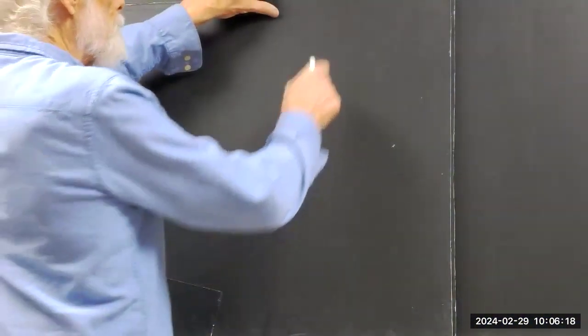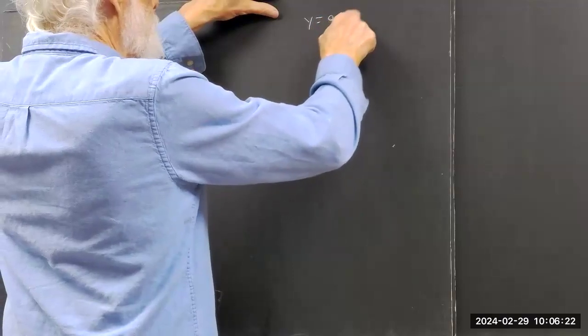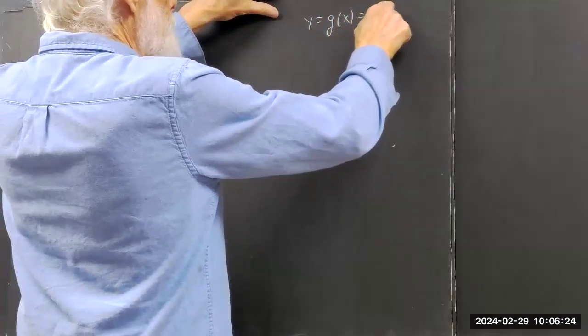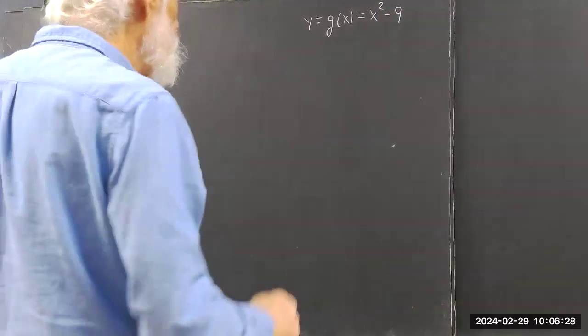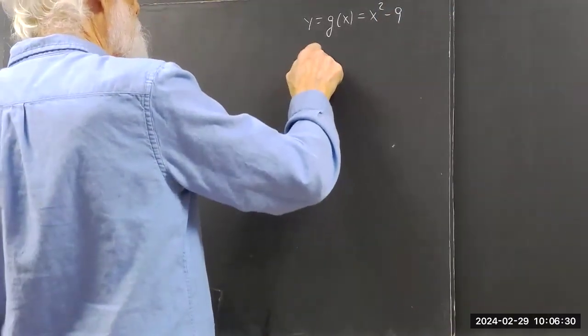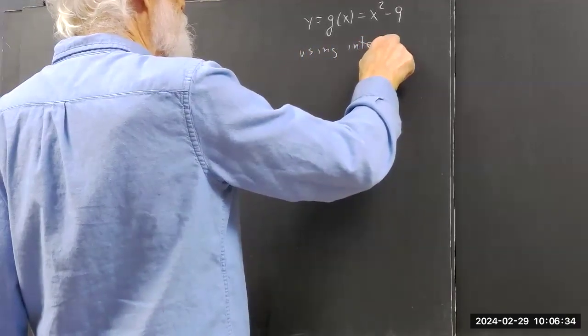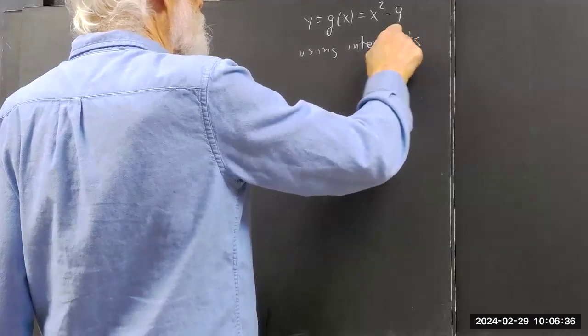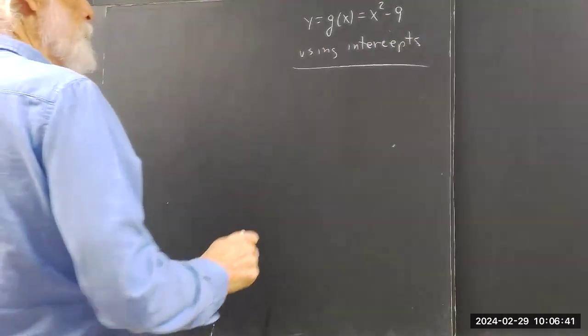Okay, and that's intercepts. So we're going to graph y equals p of x equals x squared minus 9, using the intercepts. Okay.